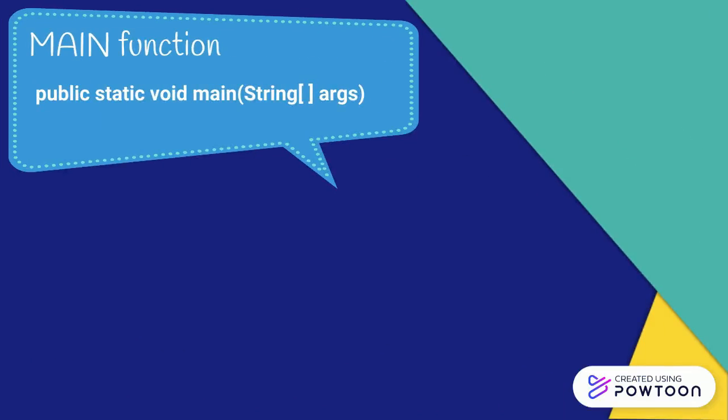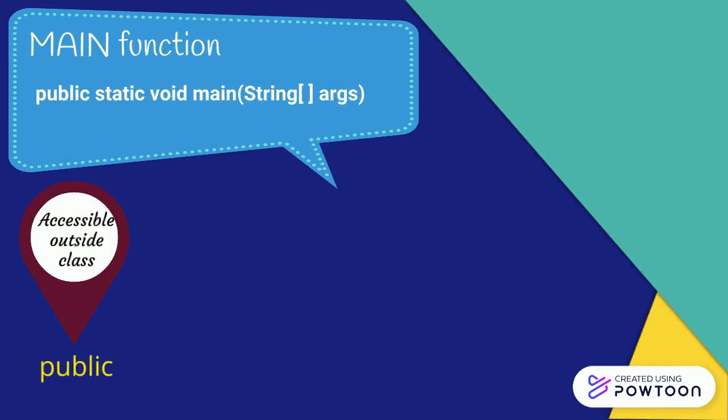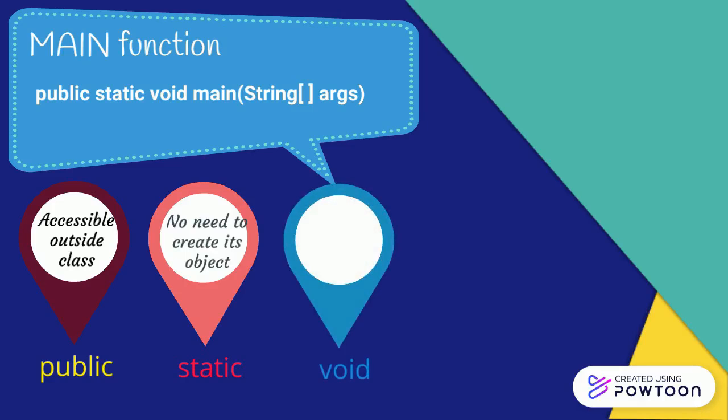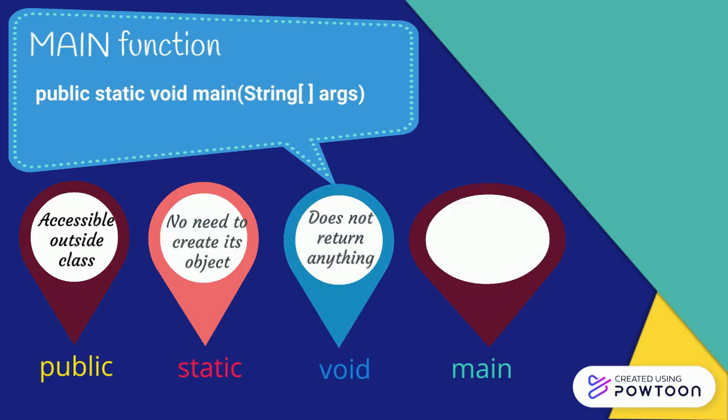Let's look at each of the keywords in the main function. Public. Public means it's accessible outside the class. Static. Static means there's no need to create its object. Void. Void means it does not return anything. Main. The execution of any Java program starts from the main.